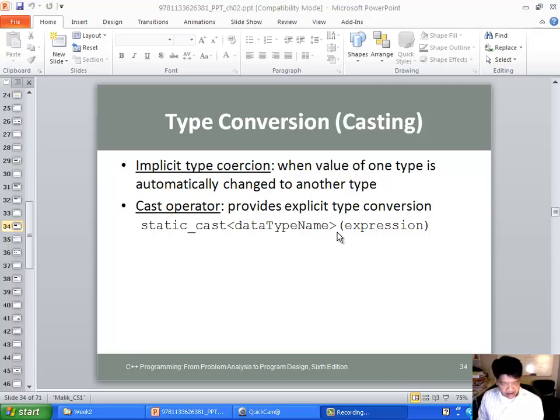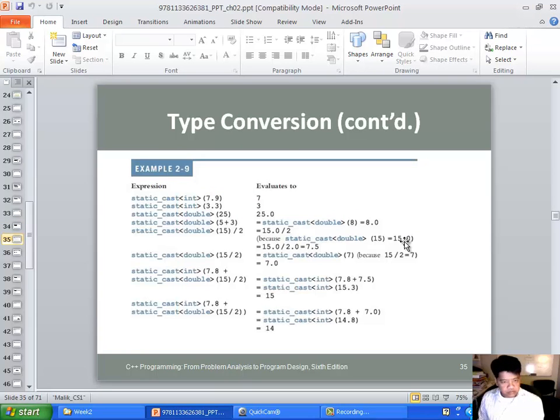So this is the syntax for static_cast<data type>(expression). This is what it means: it provides an explicit type conversion. Now, here is an example. Take a look at some of these examples. If you took 7.5 and converted it to int, that's going to just leave off the decimal .5 and make that into 7.